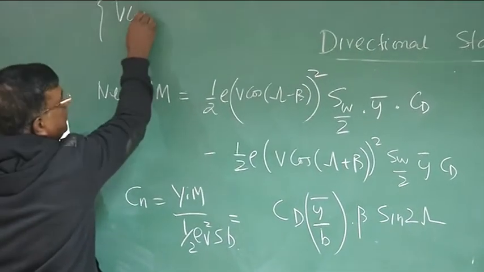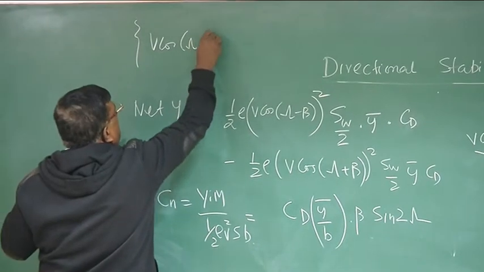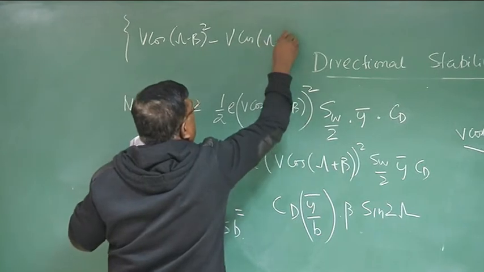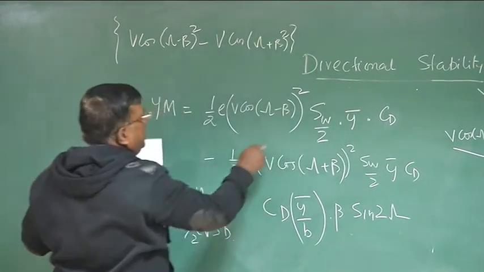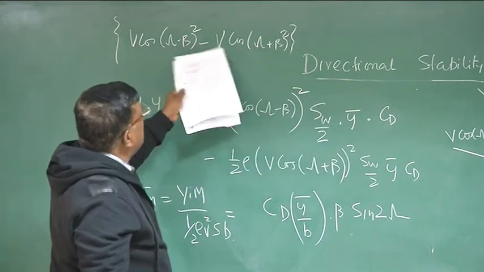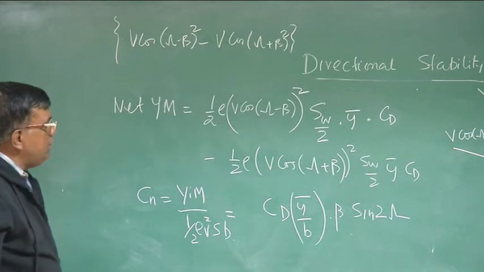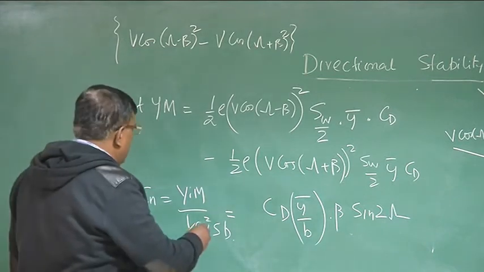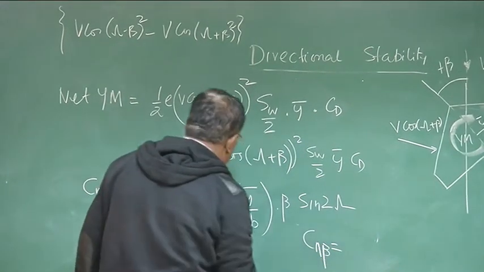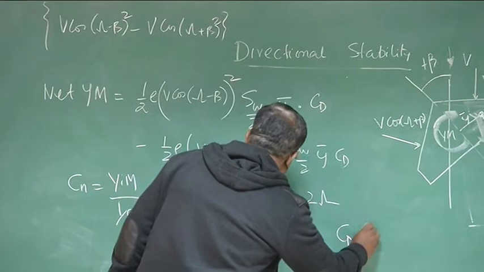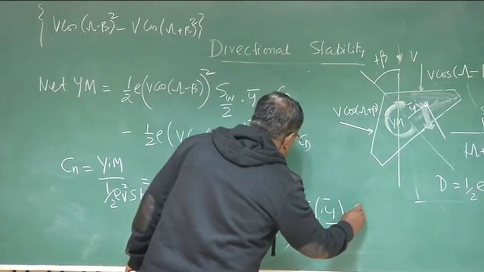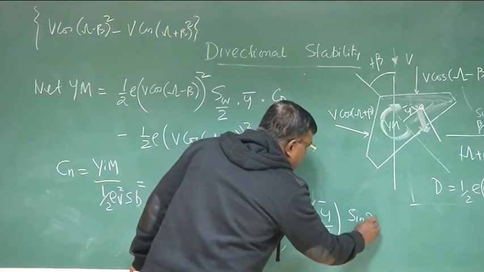If I just give you a hint, please do it yourself; don't expect everything to be given. These are all class 10th standard. You have to expand it here by taking half rho and all this common, S_W by 2. This can be generalized using trigonometric relationships, and you will get an expression for Cn like this. So from here, you will get Cn beta equal to CD, y bar by b, and sine of 2 lambda.